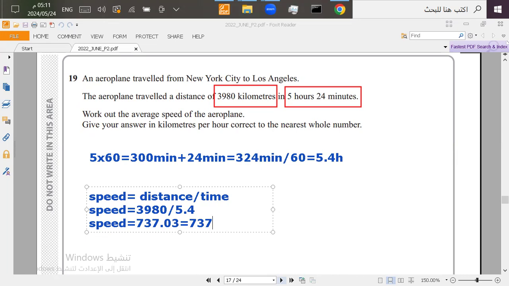And the unit is kilometers per hour. And this is the speed of the airplane that travels that distance. This is how you answer a question like this. So focus on turning all of them to kilometers and hours. Focus on how we turn this into hours. First, we turned all the hours into minutes, and then we added the rest of the minutes, and then we divided all of them by 60 to get them all in hours. And then we used them in the formula that we have. Now, let's move on to the next question.